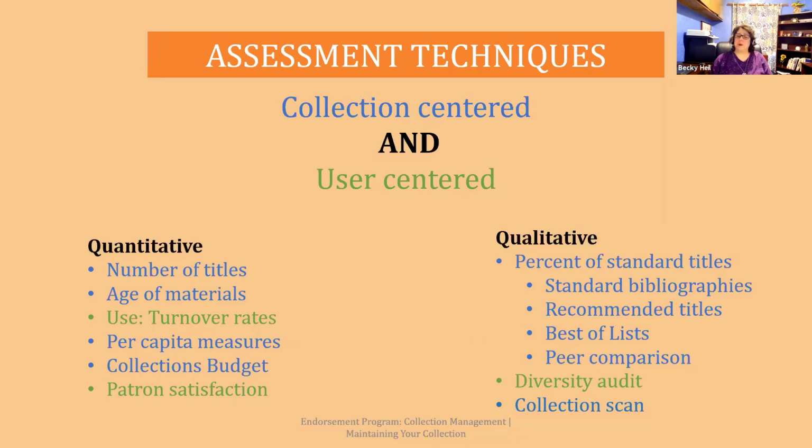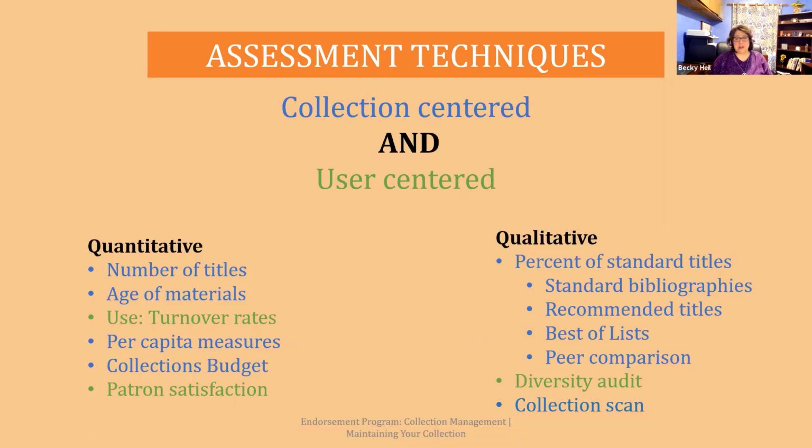You may want to look at per capita measures. How many titles or items do you have per community member? You will also want to look at the statistics involving your budget. Consider the relationships between the size of the collection, their usage, and how much of your budget is spent on them. Patron satisfaction. Using patron request statistics like holds, interlibrary loan, or request information is one way to tell if you have the items that patrons want on the shelves.